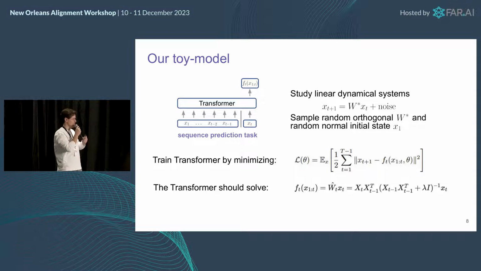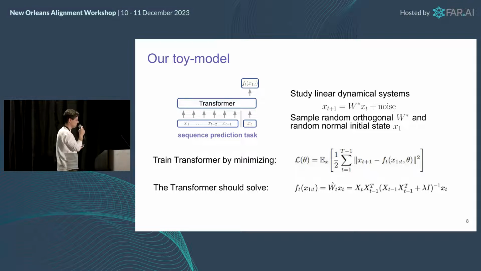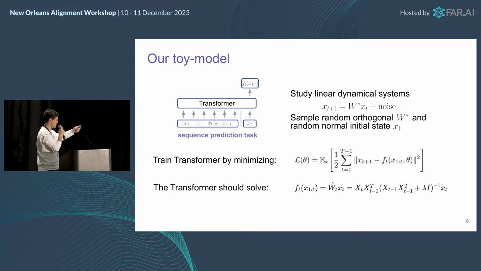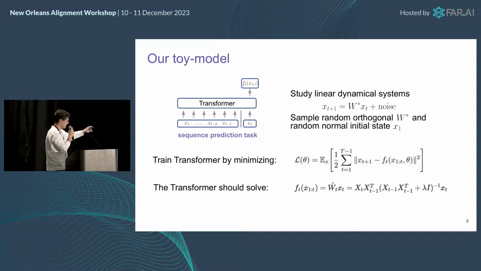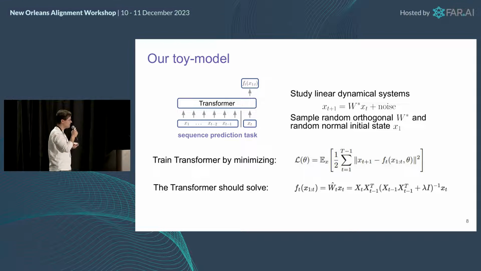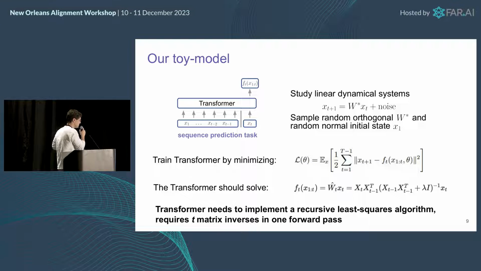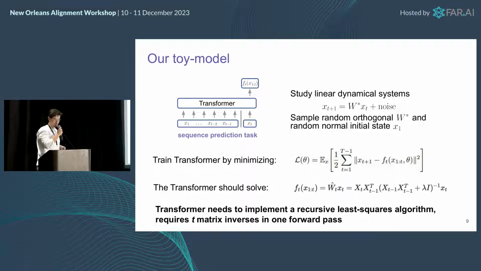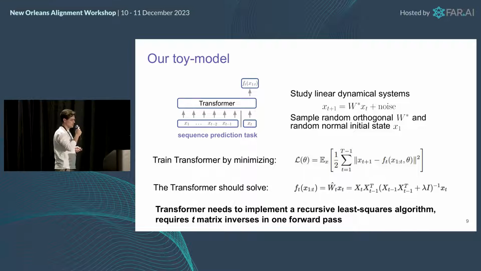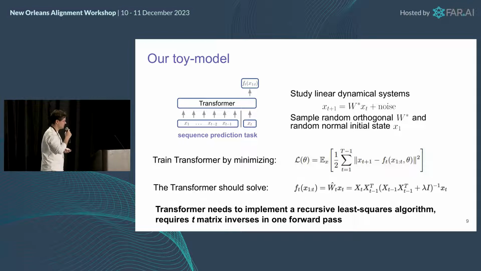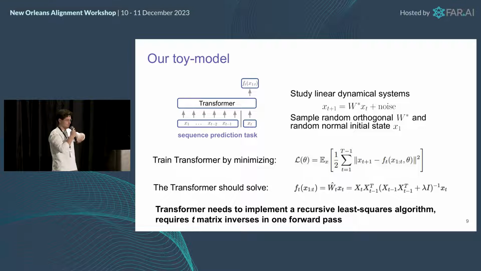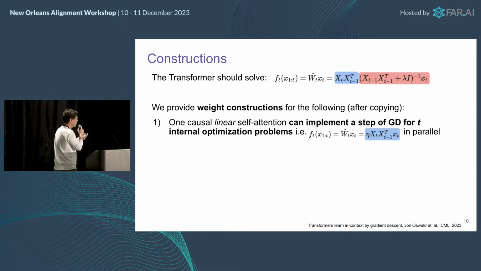What is nice about the setting is that we actually know a ground truth solution to this. So this is recursive least squares. This is just a least squares solver, regularized, for every time step t. You want a new one because you get new data at every time step. So the transformer, to solve this problem very well, needs to implement the recursive least squares algorithm, and this actually requires T matrix inversions in the forward pass.